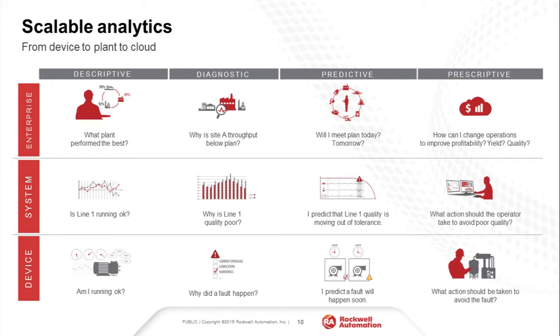On the x-axis are different levels of intelligence, if you will. So in the descriptive, diagnostic, predictive, and prescriptive. The descriptive part of it is to say, to pick an example, hey, am I running okay? Did something go bad? The diagnostic part of it is, why did something happen?